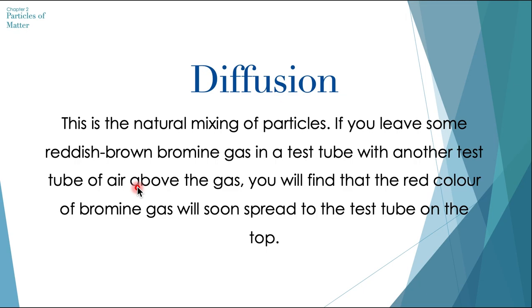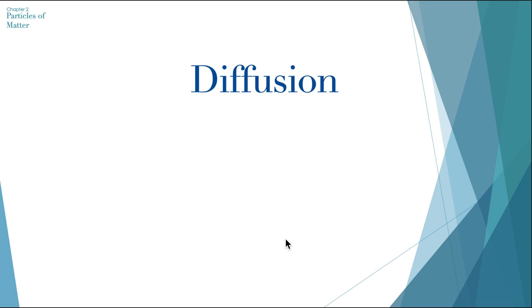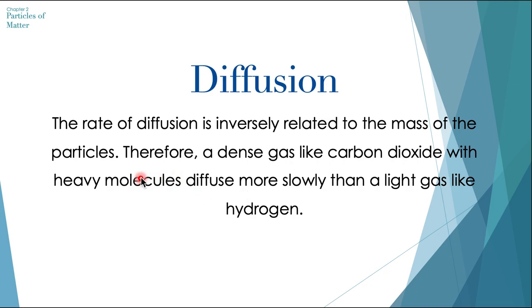And diffusion can only take place if matter is made up of particles. If matter had been continuous, there would not have been enough space for gases, liquids, and solids to mix together. In fact, the rate of diffusion is inversely related to the mass of the particles. Therefore, a dense gas like carbon dioxide with heavy molecules diffuses more slowly than a light gas like hydrogen. Okay, so the rate of diffusion is inversely related to the mass. This means that if the mass increases, the rate of diffusion decreases, and if the mass decreases, the rate of diffusion increases. So this is what inversely related means.